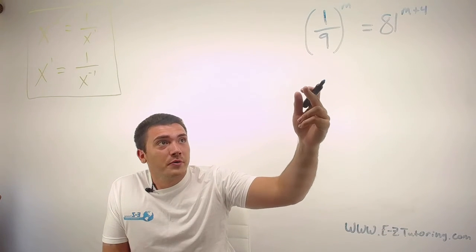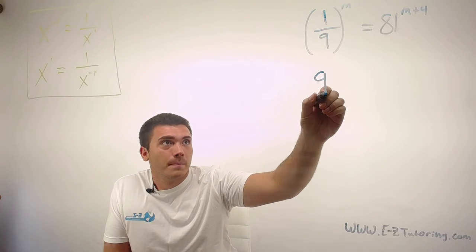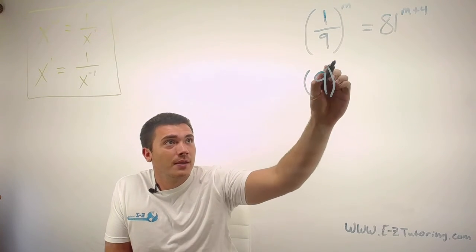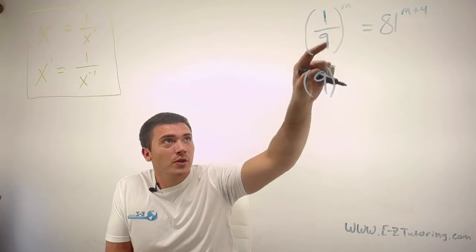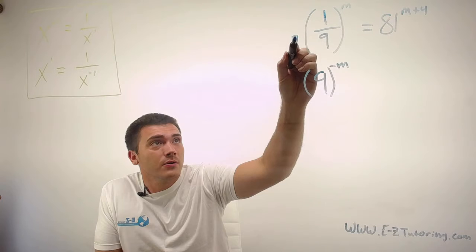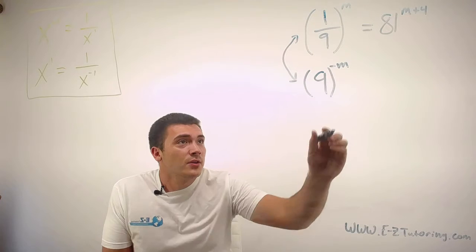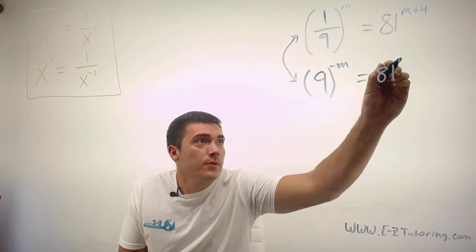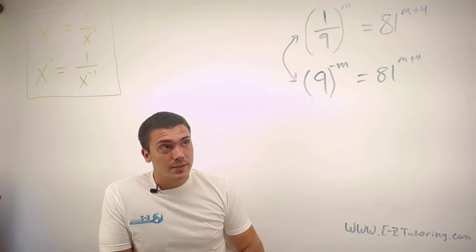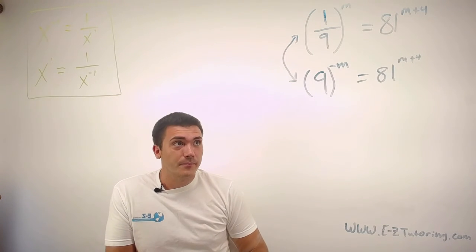So if we were to flip 1/9, then we get 9/1, which is simply 9. And all we have to do is put a negative on the exponent. So we put a negative but we also have the m, so we get negative m. So these two right here are in fact equal. They are the same exact thing. So this is equal to 81 to the power of m plus 4. This becomes a lot easier to work with now, and we can do it just like the last problem, where we just do the change of base method.